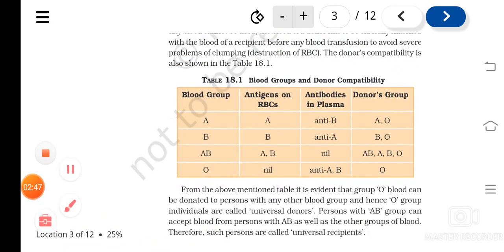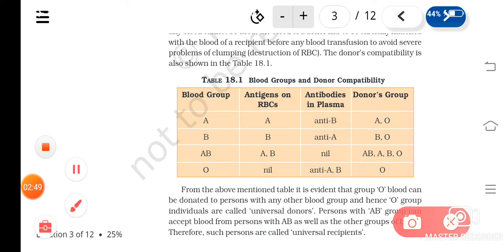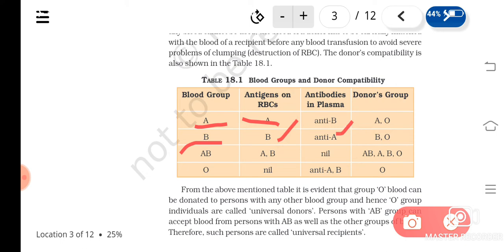In A blood group you can see the antigen A on RBC, and the antibody in them will be antibody B, and the donor groups are A and O. If you take B blood group, the antigen present on the RBCs will be B, and the antibodies will be A, and the donor groups for this are B and O.